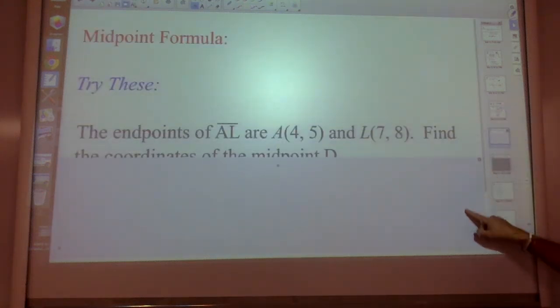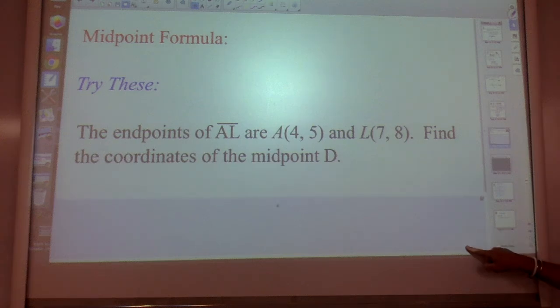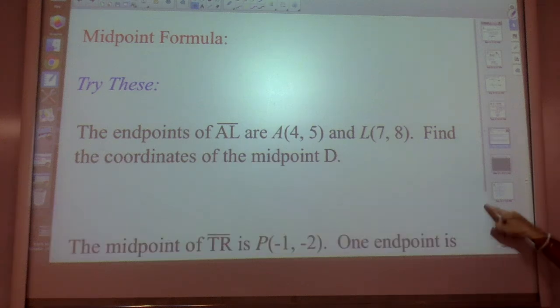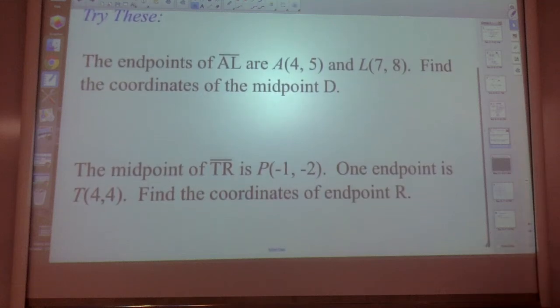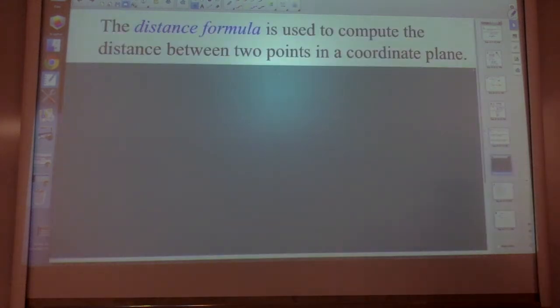Midpoint formula again. These are two that you can try on your own. The endpoints of segment AL, and this time you want the coordinates of endpoint R. If you want to try them, go ahead and try them, pause it, and practice it yourself without looking at the other one. If you're good, you can move on.